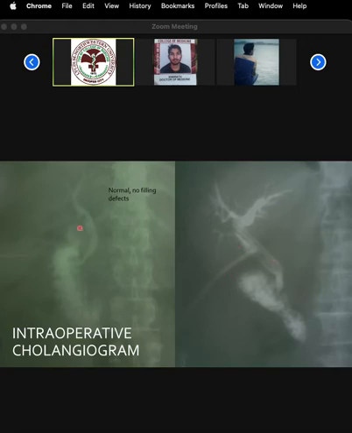Here's another example. This one is done by using a tube, and this one is after CBD exploration, making use of the T-tube as the portal for the contrast medium. So we insert the contrast into the T-tube. Here's the right hepatic, the left hepatic, common hepatic, common bile duct, duodenum. So no filling defect.